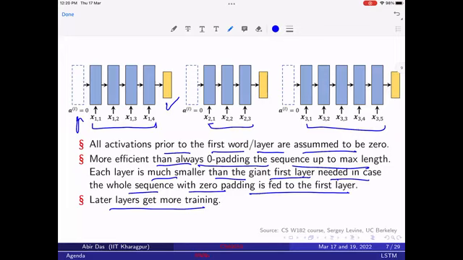Later layers get more training. Now, what do we mean by that? You have different theta parameters, the W or B parameters. I'm collectively calling theta the W and B. So for different layers, theta L is basically WL and BL.